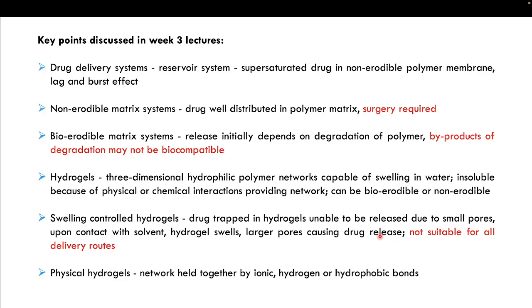On the other hand, we have chemical hydrogels. As the name suggests, they have covalently cross-linked networks. Both of these physical hydrogels and chemical hydrogels have their own advantages as well as limitations. So as I said, everything depends upon the route of administration and the application that you're trying to treat in a patient's body. So these were some of the key points discussed in week 3 lectures. With this knowledge, it will help us in solving some of the assignment questions coming up.